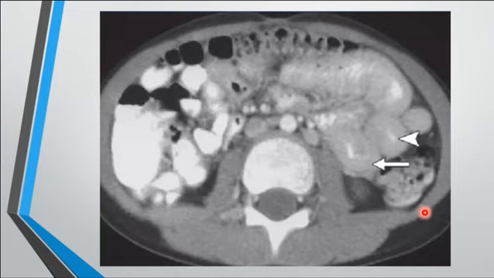This is the duodenum to help you. Excellent. There is circumferential wall thickening of the duodenum. Are there any signs of intestinal obstruction? No signs of intestinal obstruction. So, what did you put as a differential diagnosis here? Infection. Okay. What else?